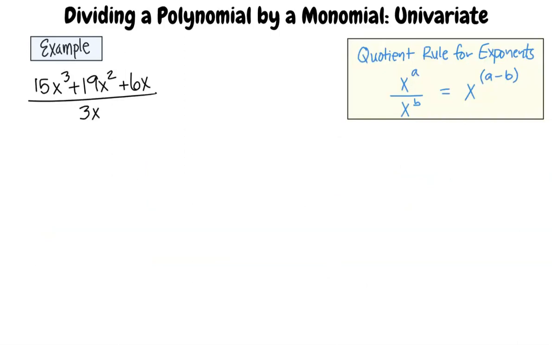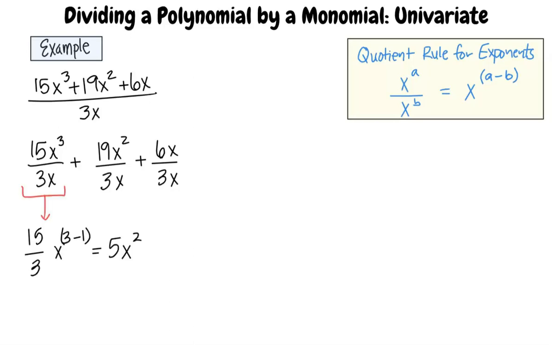Divide and simplify your answer as much as possible. Using the same process as the previous example, what is the first step for this question? I think we need to break apart this expression into 3 smaller fractions. That's correct. This fraction can be separated to be 15x cubed over 3x plus 19x squared over 3x plus 6x over 3x. Regarding the first fraction, 15 divided by 3 simplifies to 5.